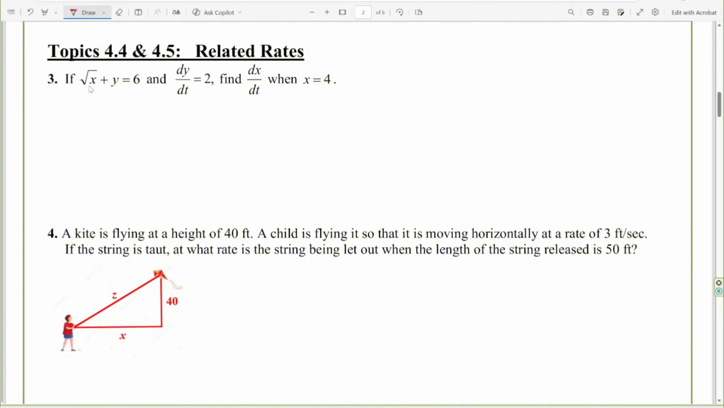Now let's move on to question 3. If square root of x plus y equals 6, dy/dt equals 2, find dx/dt when x equals 4. Okay, so first we need to take the derivative of both sides with respect to t, right?